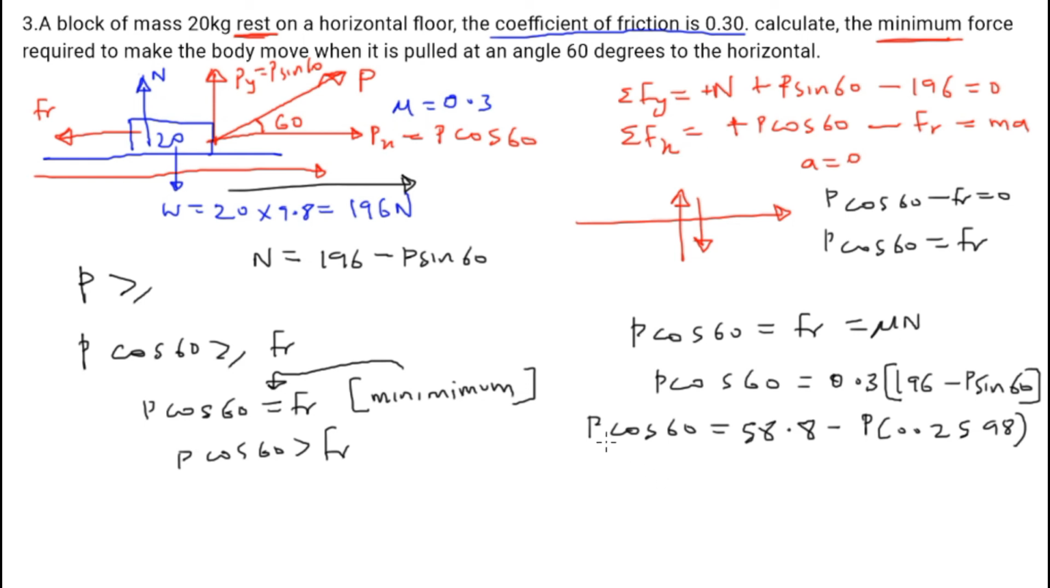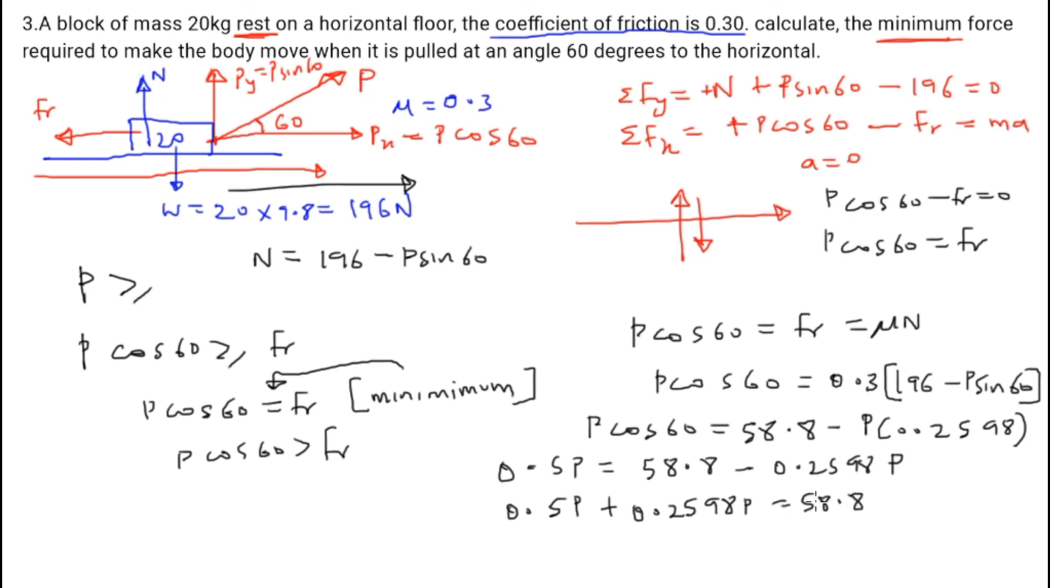So cos 60 as well is equal to 0.5, so that I will have 0.5P equal to 58.8, then minus 0.2598P. So if I take minus 0.2598P to the other side of the equation, I'll have 0.5P plus 0.2598P equal to 58.8.